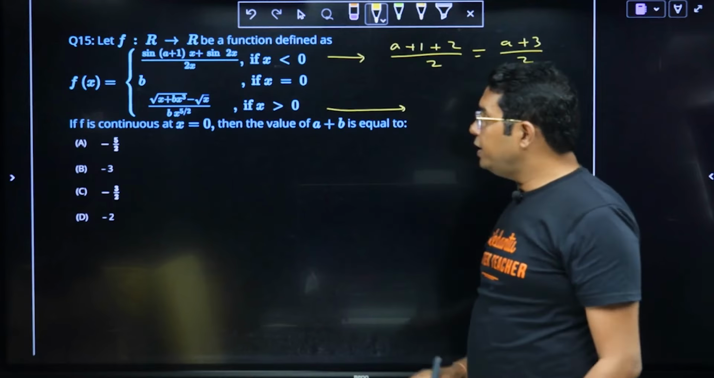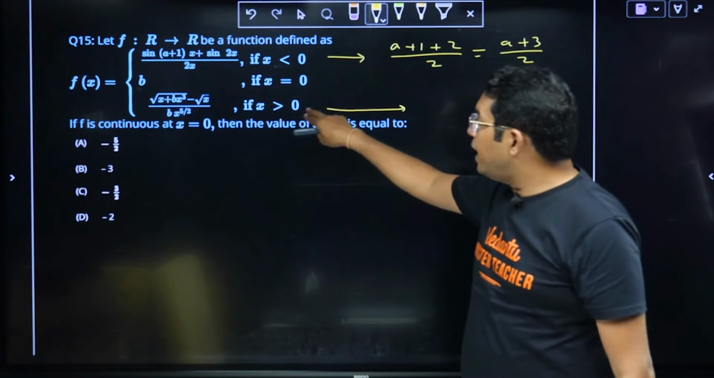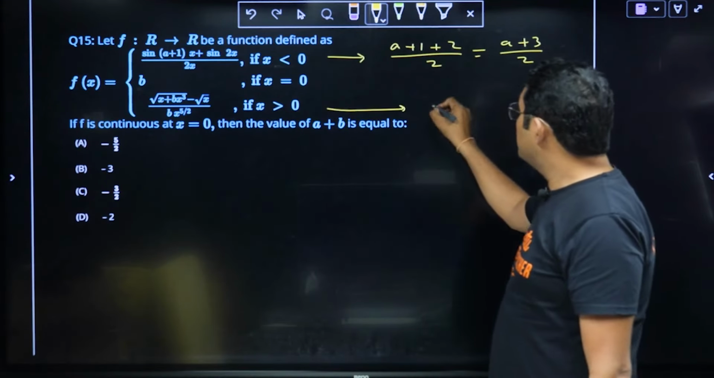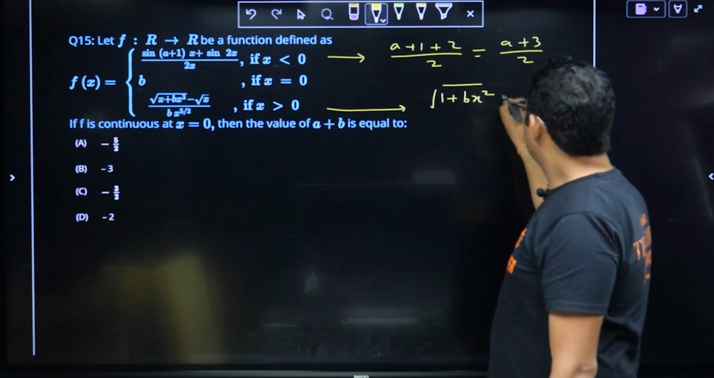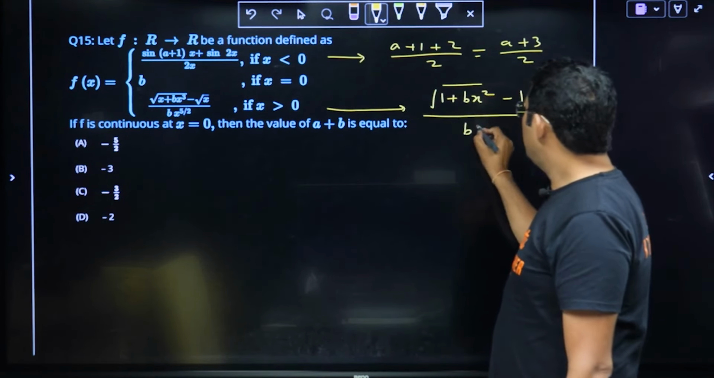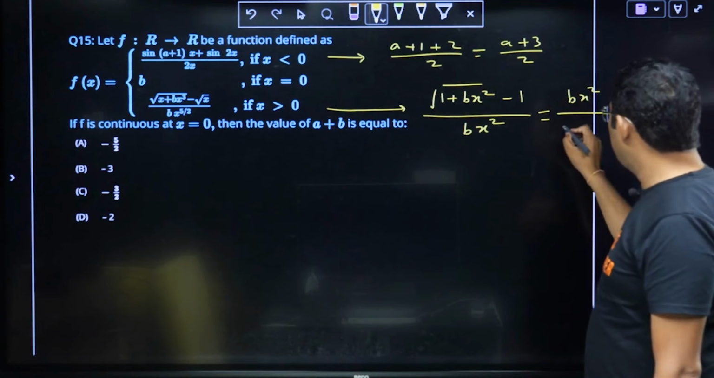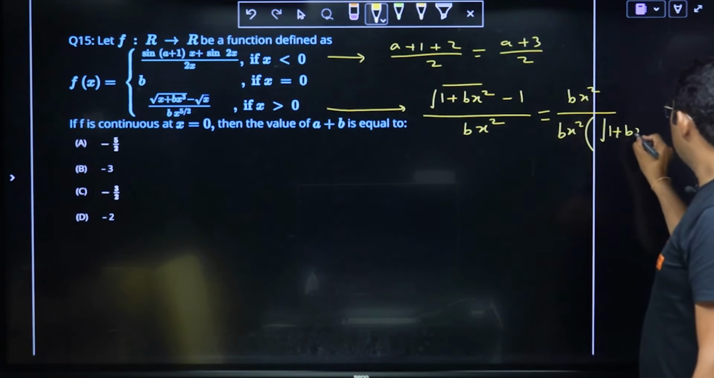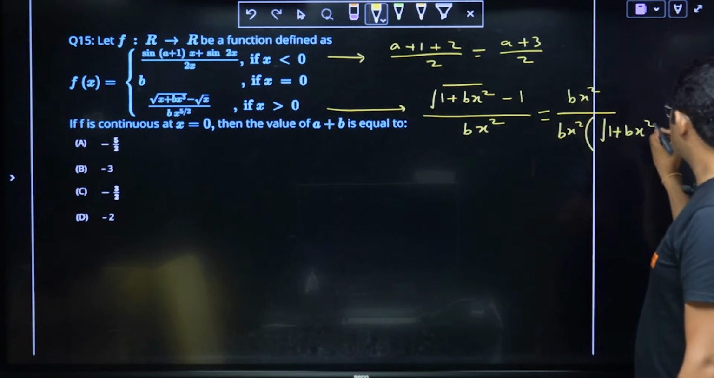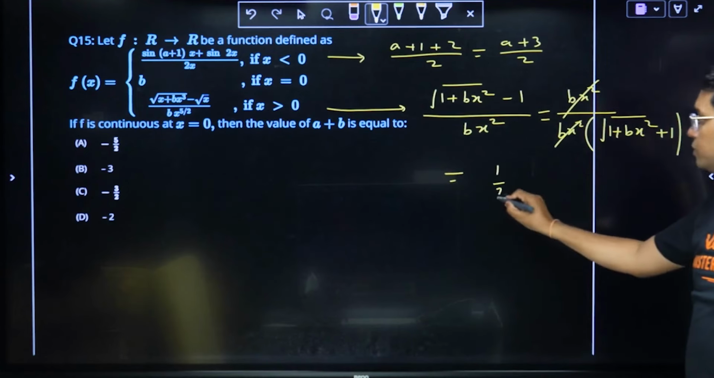And the limit, if you find it here, I think the root x term will get cancelled. x is already positive, so we can do that. Inside this under root, we will be having (1 plus bx squared minus 1) upon bx squared. Now do the rationalization. It will be bx squared here after rationalization, and in the denominator, it will be bx squared into under root of (1 plus bx squared) plus 1. This will get cancelled. So as x approaches 0, the limit here would be 1 upon 2.